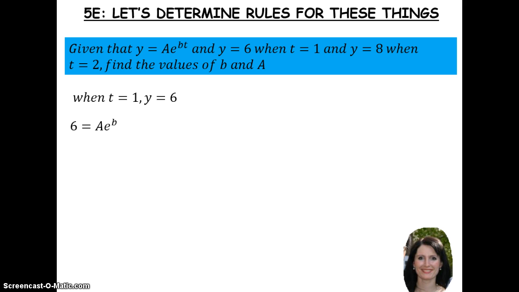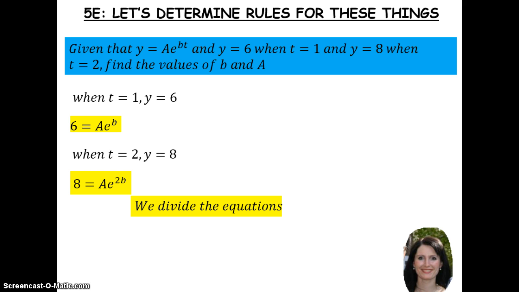6 equals a e to the power of b. If t is 1, it means we don't have to write 1 in there. When t is 2, y is 8. So 8 equals a e to the power of 2b. Now, it's a little bit different here because we actually divide the equations. So 8 divided by 6 becomes 4 on 3.